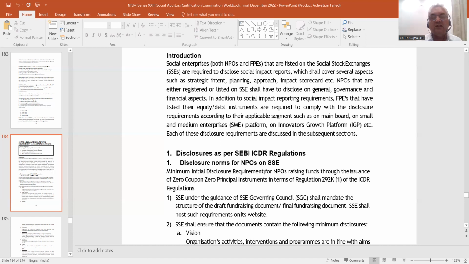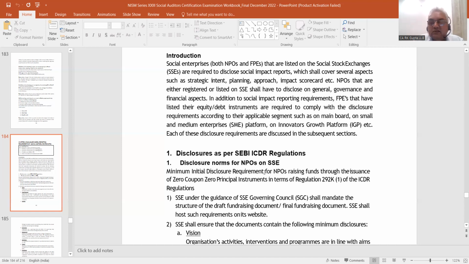So first of all, the Social Stock Exchange, under the guidance of the Social Stock Exchange Governing Council, shall mandate the structure of the draft fundraising document and final fundraising document. Like there is a governing council in case of GST also, the GST Council is there. Similarly, they are forming a Social Stock Exchange Governing Council.